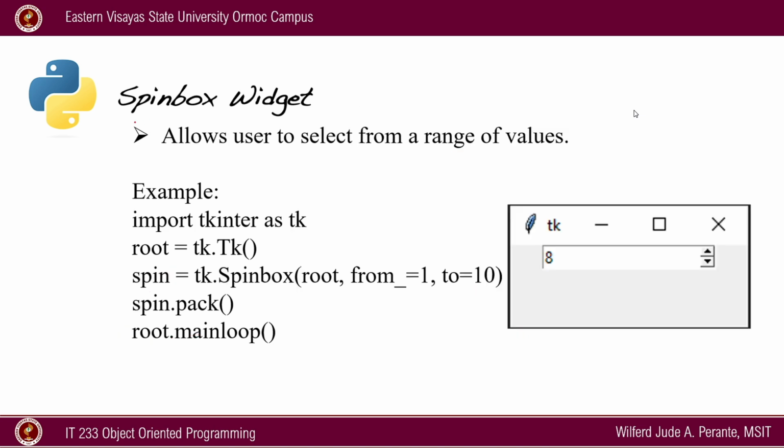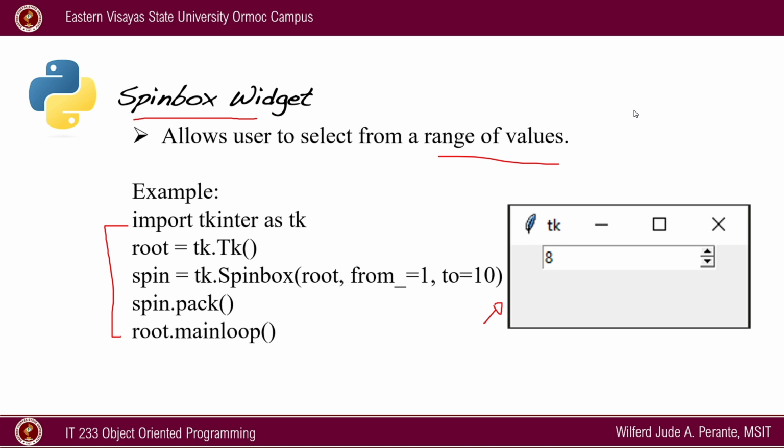Now let's talk about another tool in the Tkinter widgets. We have the spinbox. The spinbox allows the user to select a value from a range, or from a range of values. So this is our example code, and using this code, this is our output.